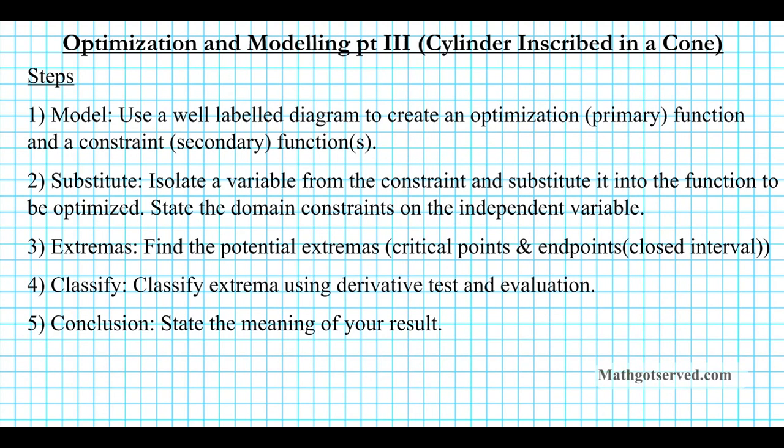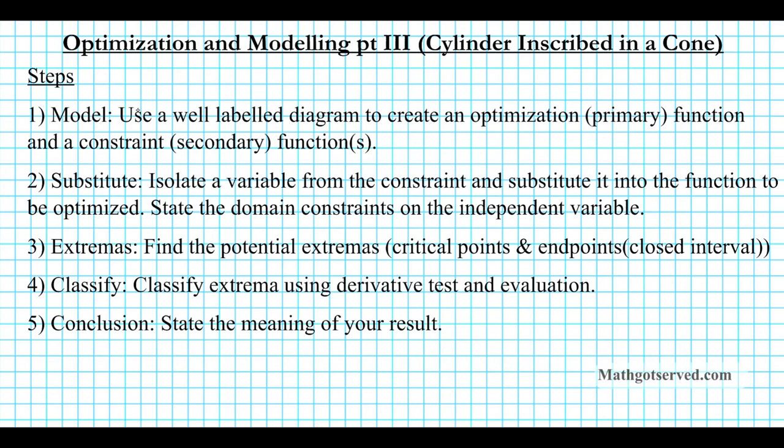Good day, students. In this clip, we're going to be going over an example on optimization and modeling. This situation involves a cylinder being inscribed in a cone and determining the maximum volume. This is part 2 of a 3-part series, so you can go to my playlist to access the other parts. When solving optimization problems, these are the 5 steps I normally require of my students.